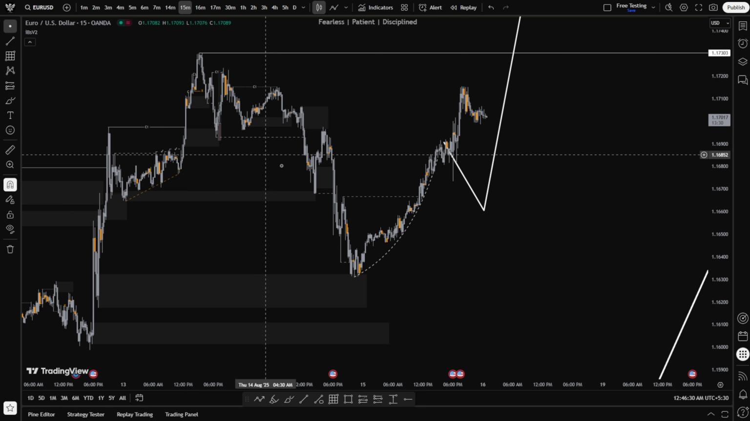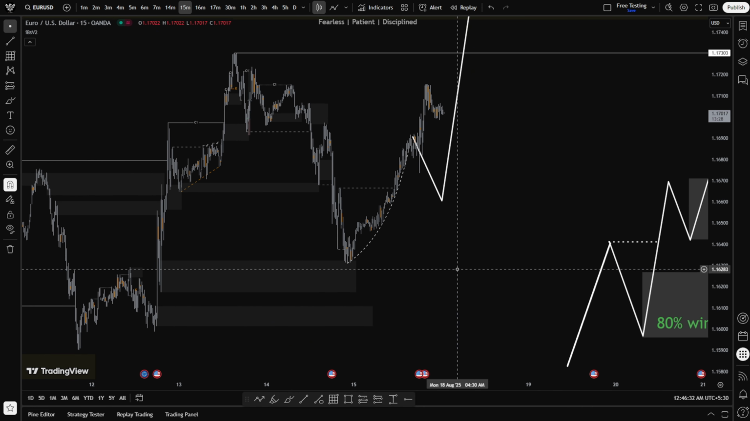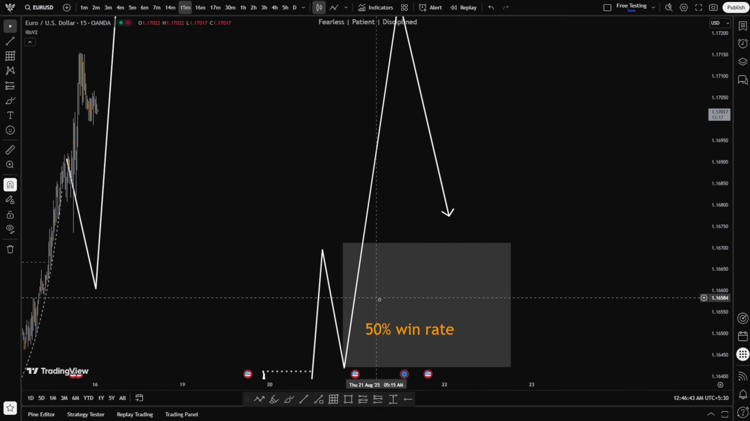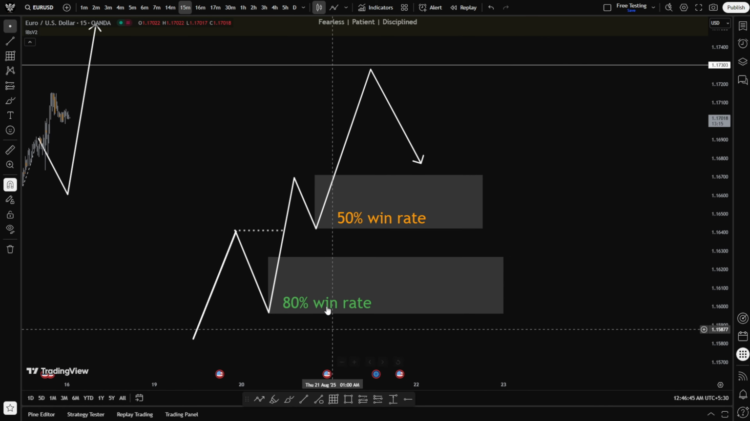So guys, this is how you should trade the markets. If you keep on using limit entries, you'll keep on blowing your accounts. So use different types of entries for different scenarios in the market. Don't forget about the 50% win rate and the 80% win rate order blocks, right?